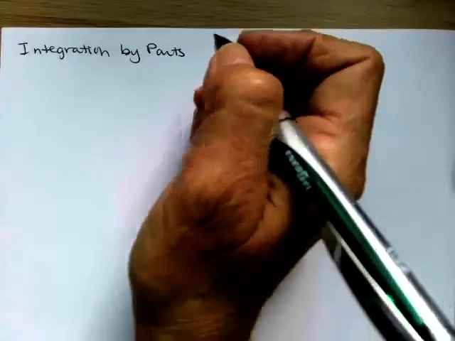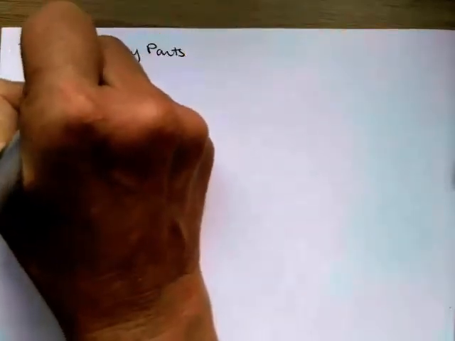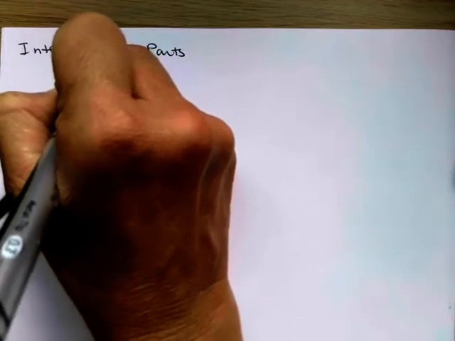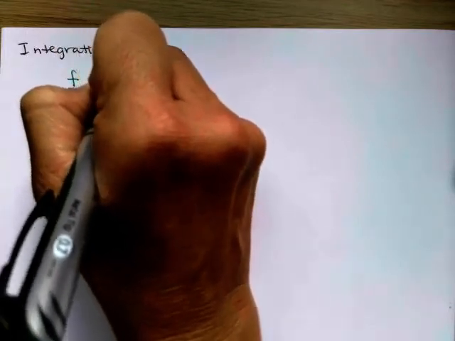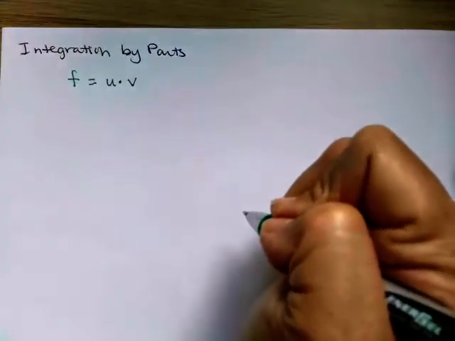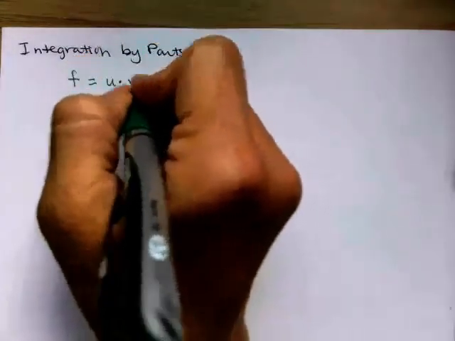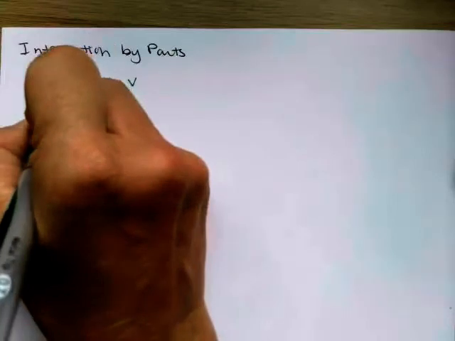And I'm going to use very particular letters because I'm getting set up. So we're going to let our function f be the product of two functions, u times v, where both u and v are functions of x. Okay? So when we differentiate it, we'll go ahead and d/dx both sides.